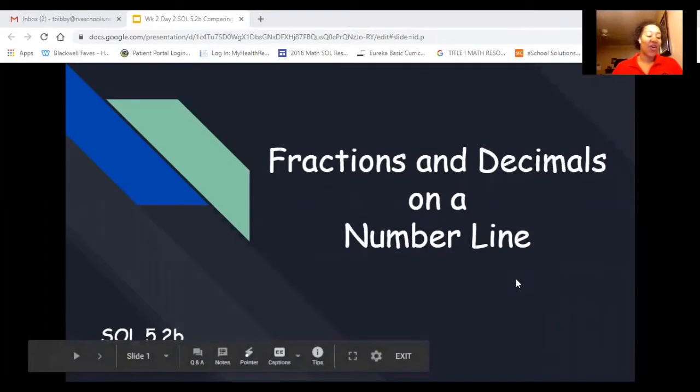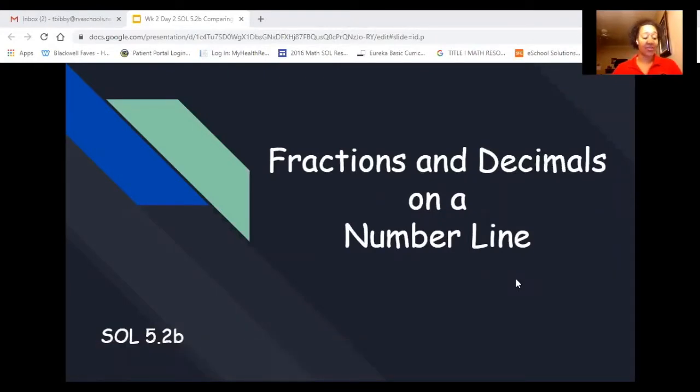Hi guys. Over the last week, you've worked with finding equivalent fractions and decimals using tenths and hundreds, pictorial representations, and using the division strategy to find equivalency. This week, you've begun comparing and ordering fractions using fraction strips. Today, you will use a number line to compare and order them, mainly ordering them.